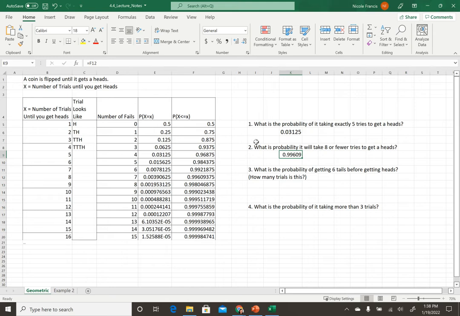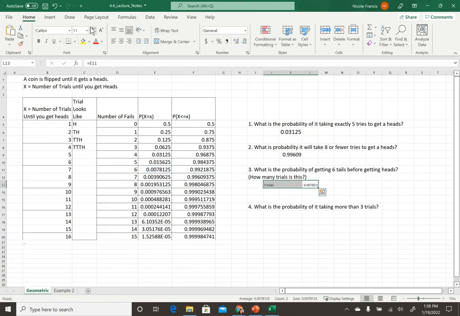Well, what trial would this be that we got 6 tails and then a head? Well, we would have 6 failures and then finally a success. So this is 7 trials, right? 7 trials. So the probability of 7 trials would be this guy right here. And I'm going to make those bigger, don't worry.